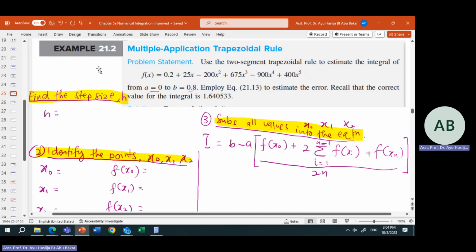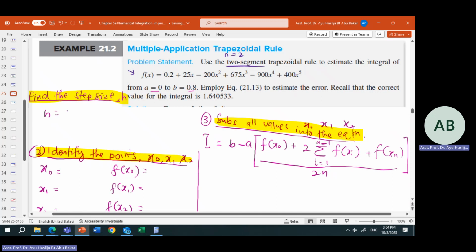Okay, let's try this for multiple application. The same function as the single application. It asks you to use 2 segments, which means n equals 2. You need 3 data points. The range is still the same, from 0 to 0.8.